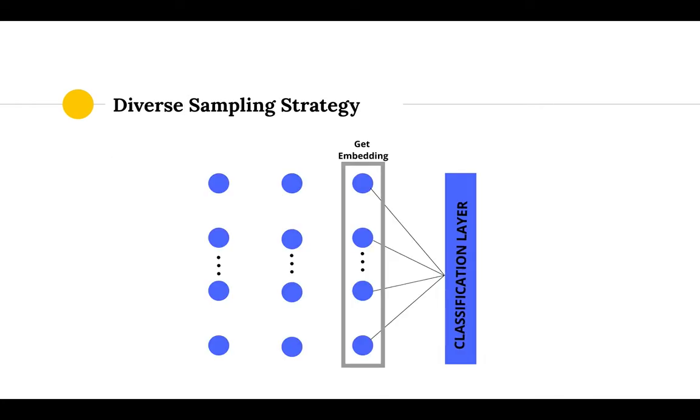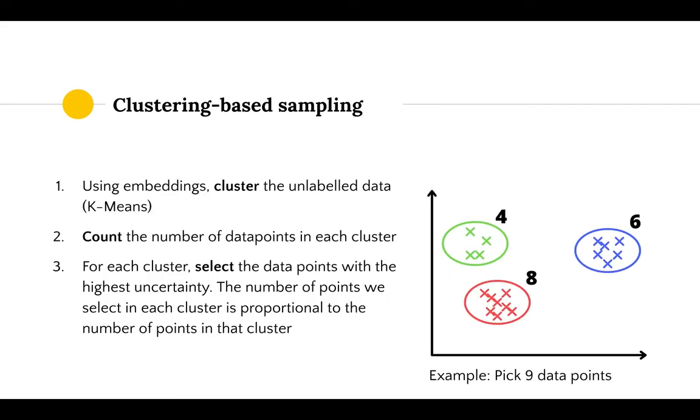We can achieve this by using the help of embeddings. We utilize the pre-classification layer of our ResNet-18 model. The first of our diversity sampling strategies is clustering-based sampling, where we first cluster the embeddings. We then count the number of data points in each cluster. Lastly, within each cluster, we select the data points with the highest uncertainties.